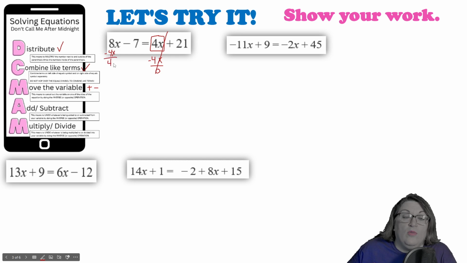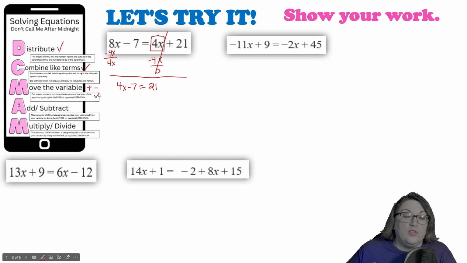And remember, we can only add x's with x's or subtract x's from x's. Now I'm going to rewrite my equation, leaving out the stuff that I canceled out. So on the left side now, I have 4x minus 7 and equals, and then over here on the right, I just have a 21 now. And then we're done with that step.